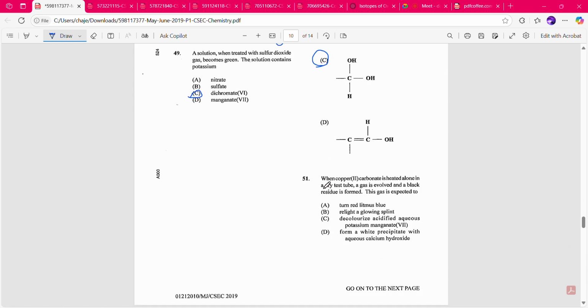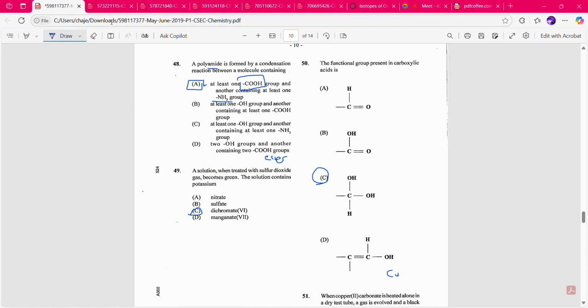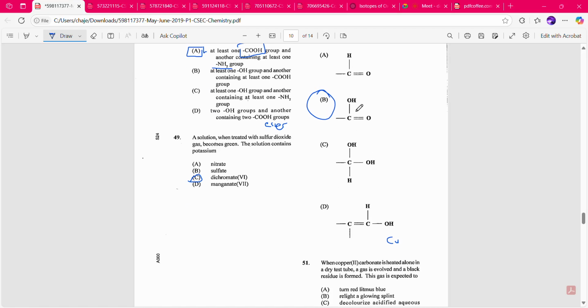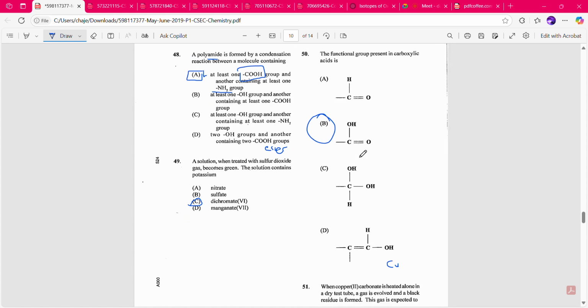51. When copper carbonate is heated alone in a dry test tube, a gas is evolved and a black residue is formed. The gas is expected to... Miss, that one is the carboxylic acid. Oh, thank you, Sashali. I thank you. So it is yes, B. C double bond OOH. I don't know how I saw the double bond here, but yes, this is correct, B.